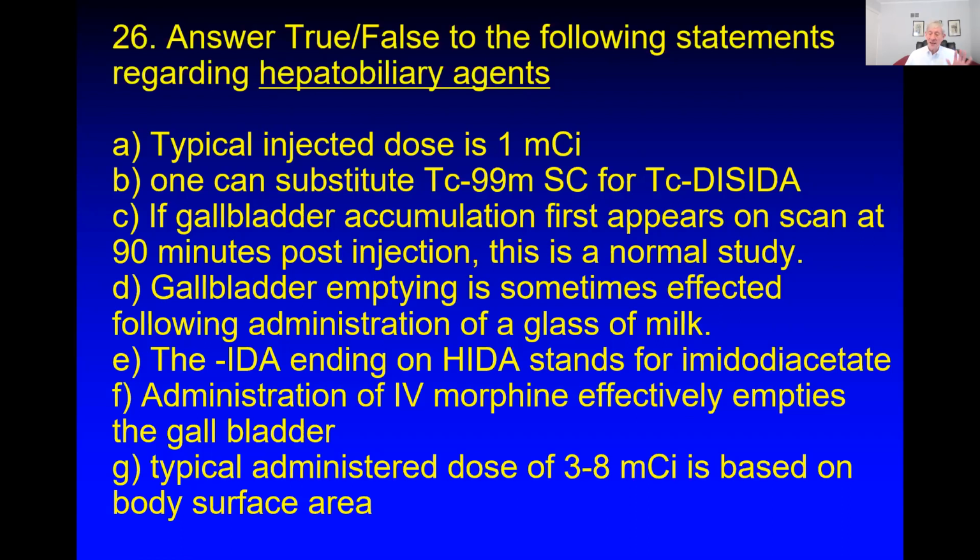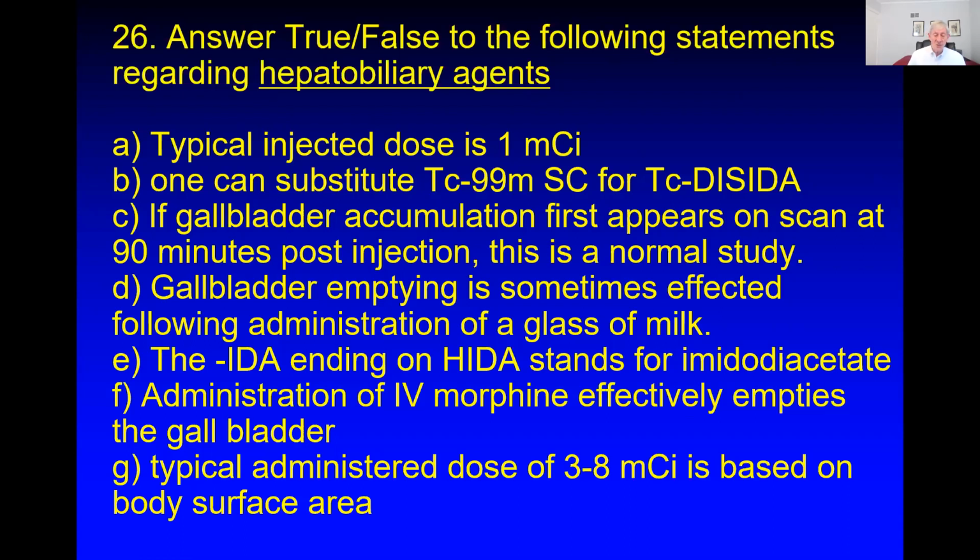IDA, this is a nasty question, I know. IDA stands for imidodiacetate. False. That is false. Good. It's imino, I-M-I-N-O, imidodiacetate. The administration of IV morphine effectively empties the gallbladder. False. It helps the gallbladder to fill by contracting the sphincter of Oddi.